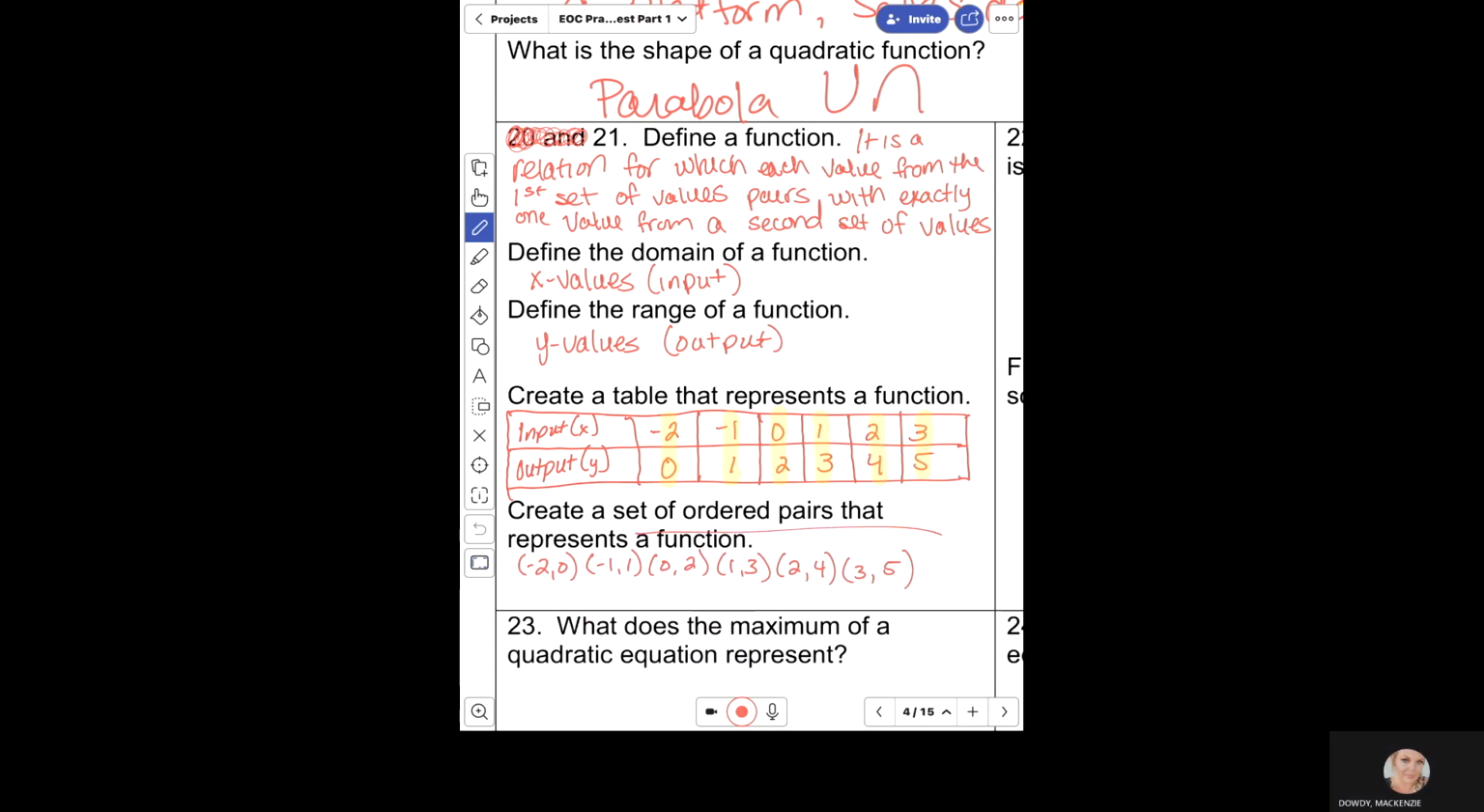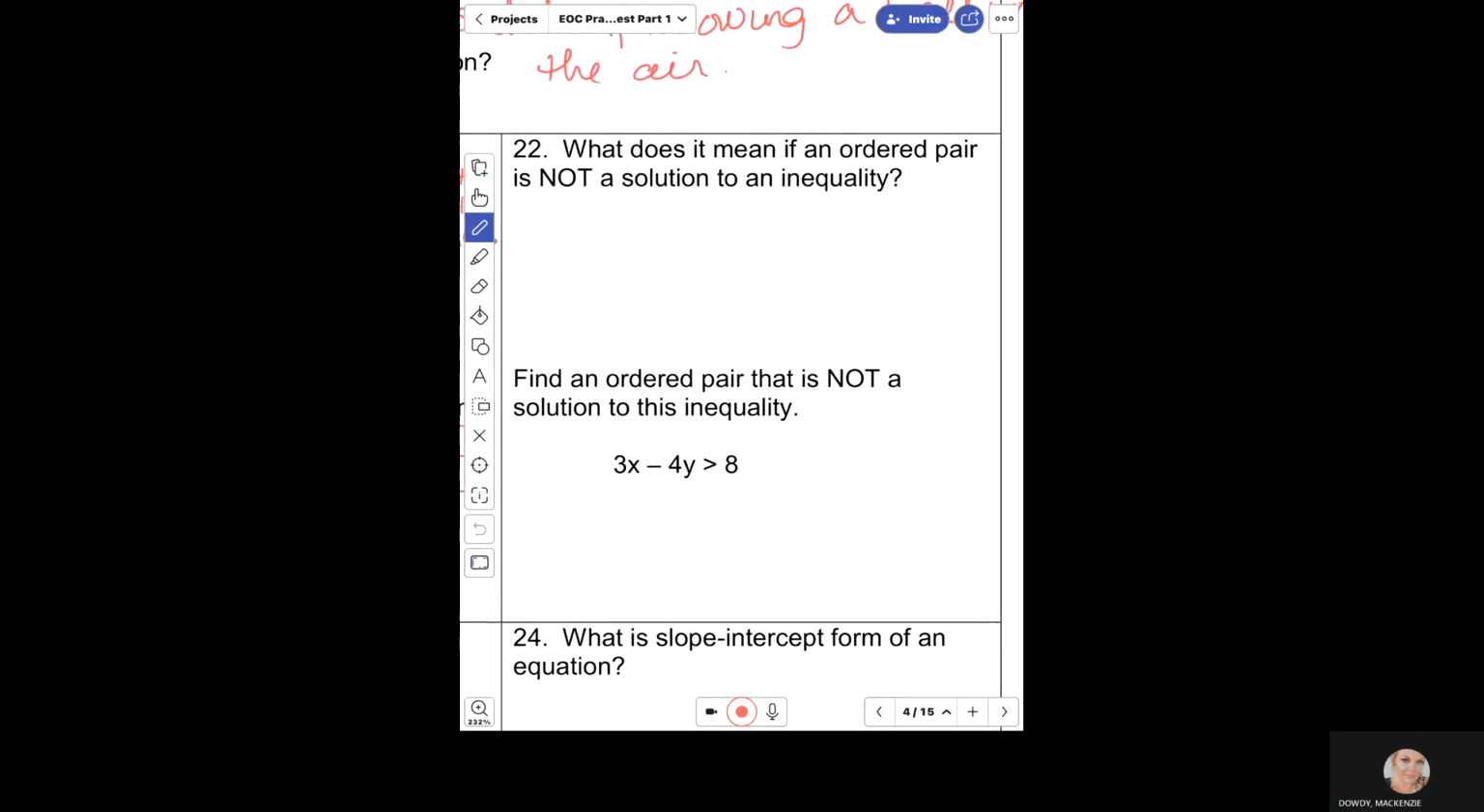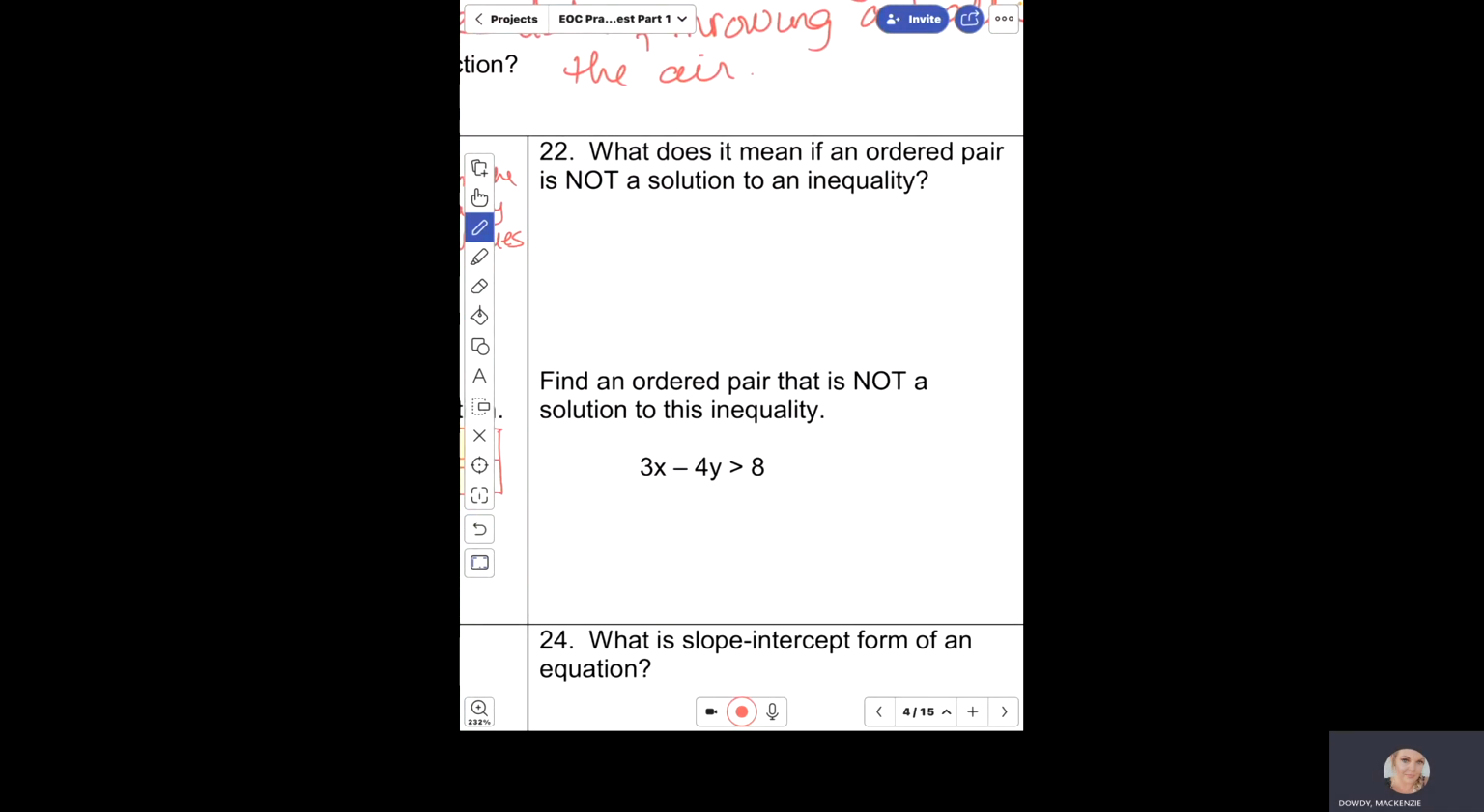Number 22. What does it mean if an ordered pair is not a solution to an inequality? It means it is a false statement. Come on, pen, you were doing so good. Find an ordered pair that is not a solution to this inequality.